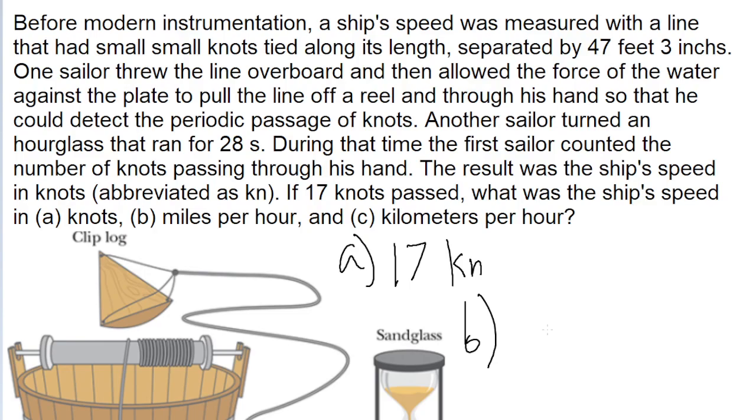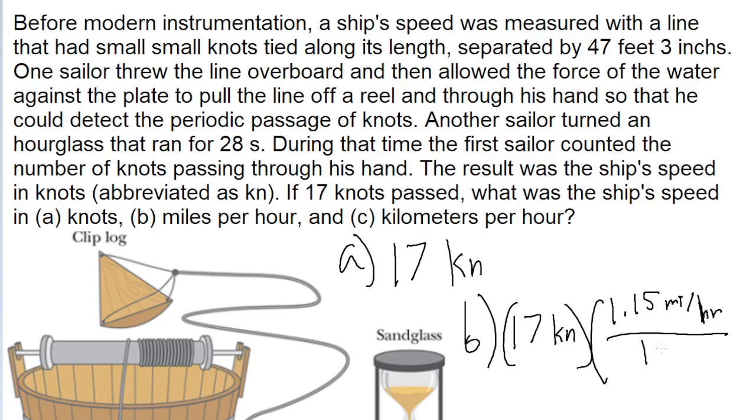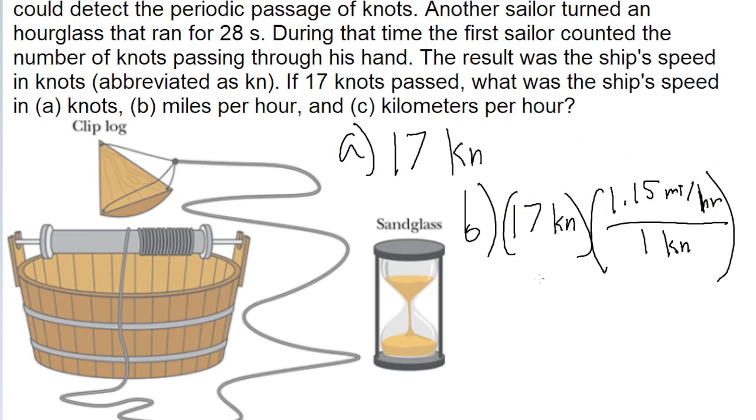So I think really the best way to solve a problem like this is just to look up the fact that a knot has this conversion factor where about 1.15 miles per hour are in each knot. So if we put that into our calculator using this conversion factor, I'm going to box my answer here because that's what I do, then we find that the ship's speed is about 20 miles per hour.